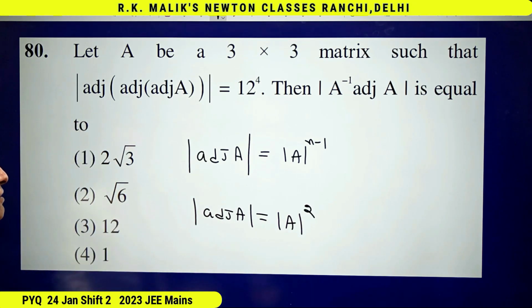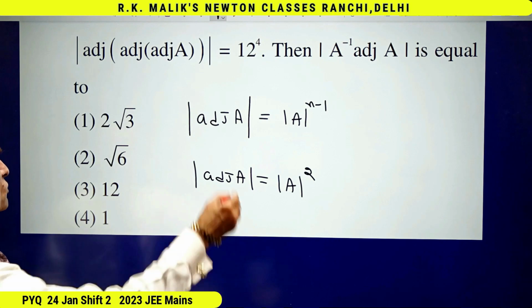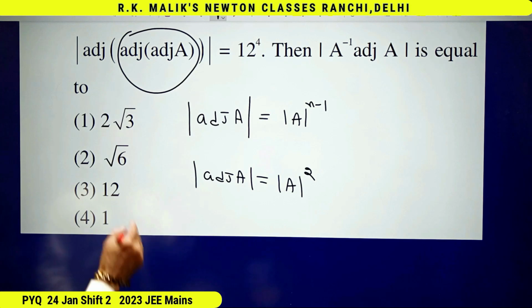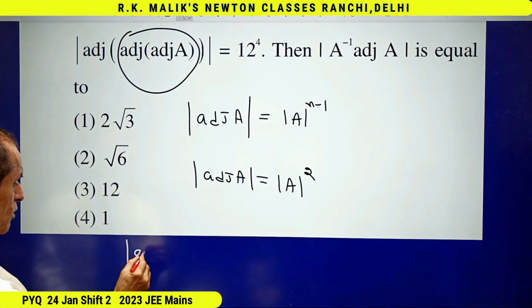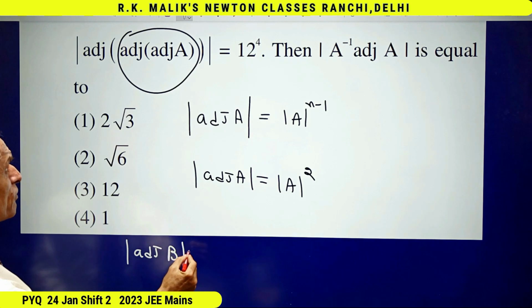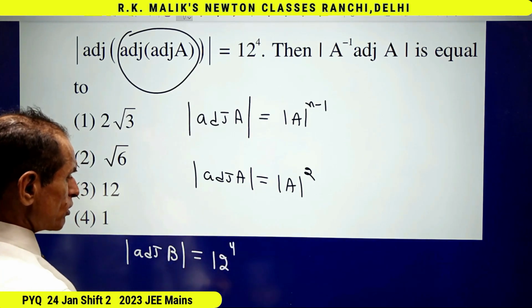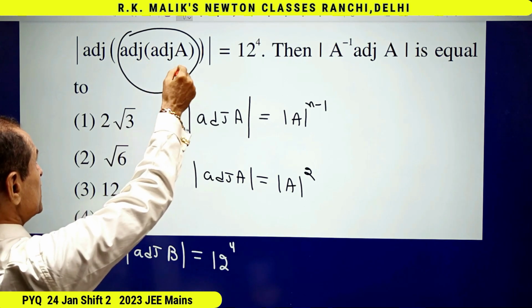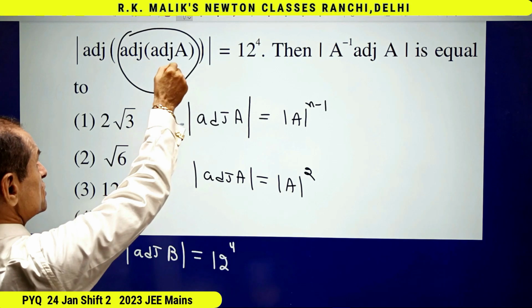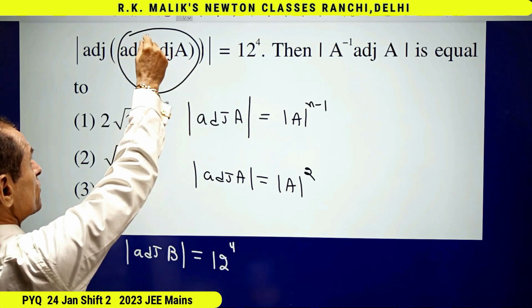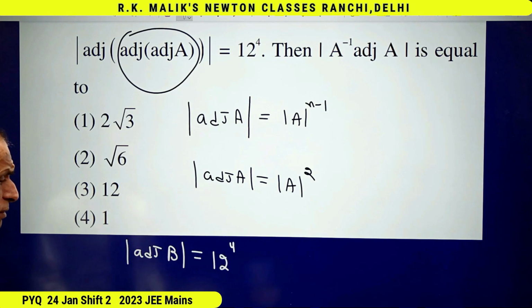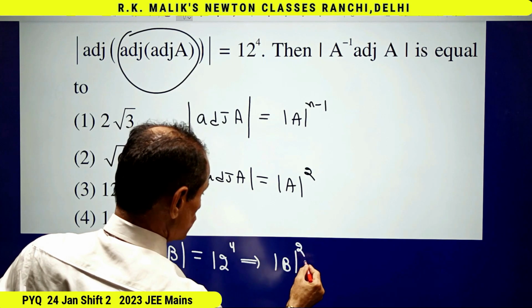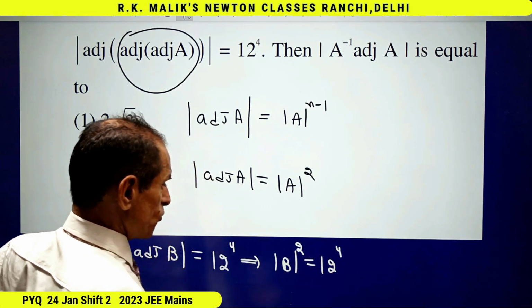And keeping this formula in mind and to proceed further, I can suppose this matrix as B, and I will get determinant of adjoint B will be equal to 12 to the power 4. And because A is 3 by 3, hence adjoint A will be 3 by 3 matrix. And because this is 3 by 3, this will also be 3 by 3 matrix. And therefore, because B is 3 by 3 matrix, I can say this is determinant of B to the power 2 is equal to 12 to the power 4.